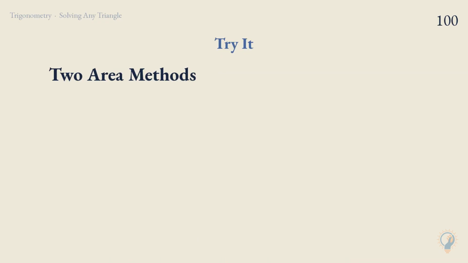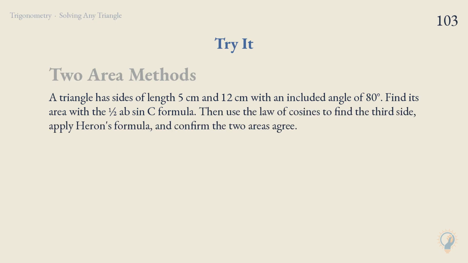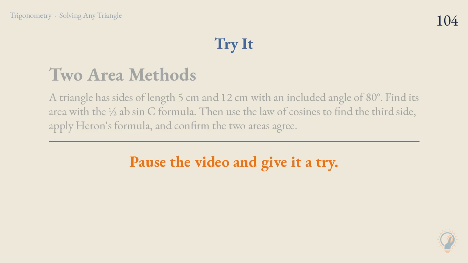Try it. 2 area methods. A triangle has sides of length 5 centimeters and 12 centimeters with an included angle of 80 degrees. Find its area with the 1/2 AB sine C formula. Then use the law of cosines to find the third side, apply Heron's formula, and confirm the 2 areas agree. Pause the video now and give it a try.